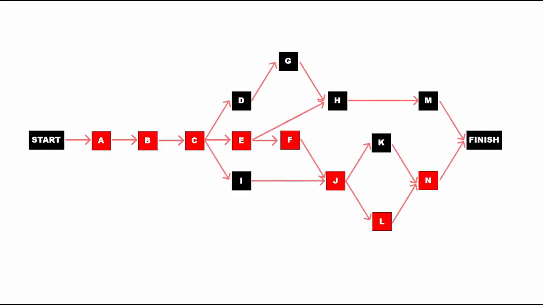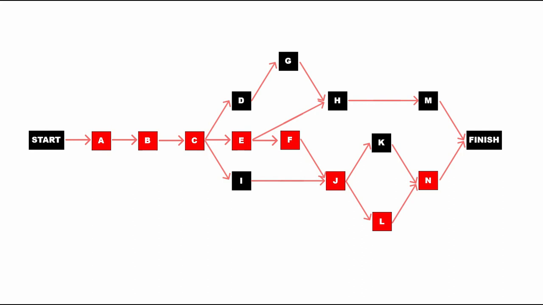Now, if the duration of these activities, A, B, C, E, F, J, L, and N, is the longest duration to complete this full project, then A, B, C, E, F, J, L, and N is the critical path. So why is the critical path called critical? It is called critical because whenever there is any delay in an activity on the critical path, the project gets delayed. So as a good project manager, you always need to pay attention to the activities on the critical path.